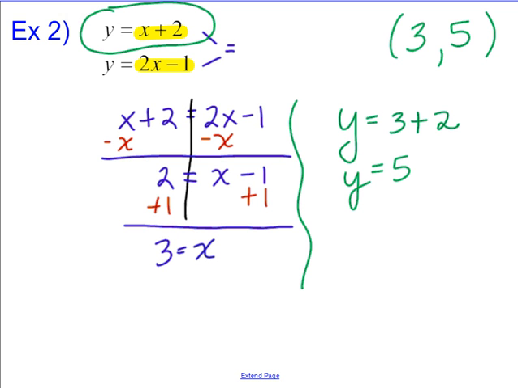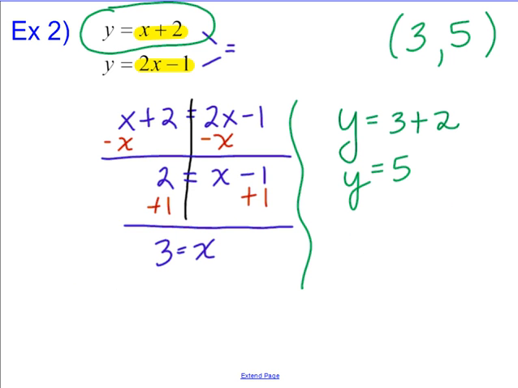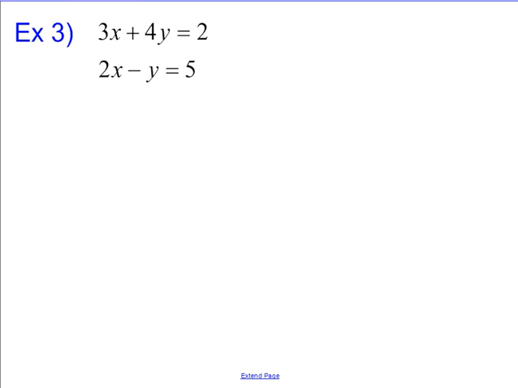We're going to do it one more time, so I can give you a little bit of everything. In our first example here, I gave you what it would be if we had one variable by itself. Here we have two variables by itself. But what happens if we don't have any variables by itself? Here we have 3x plus 4y equals 2 and 2x minus y equals 5. So what we have to do is be a little bit of a detective.